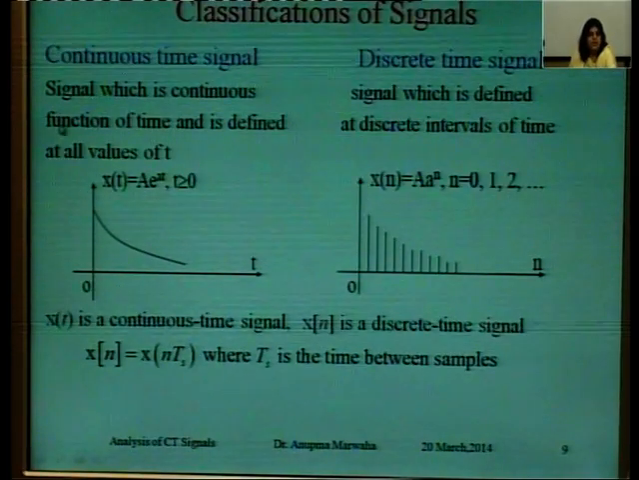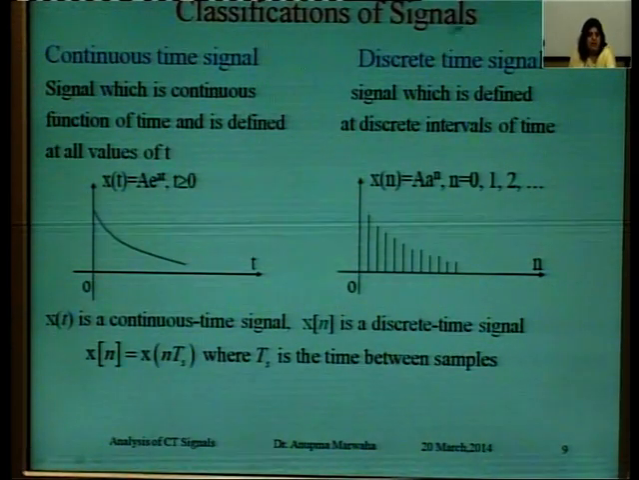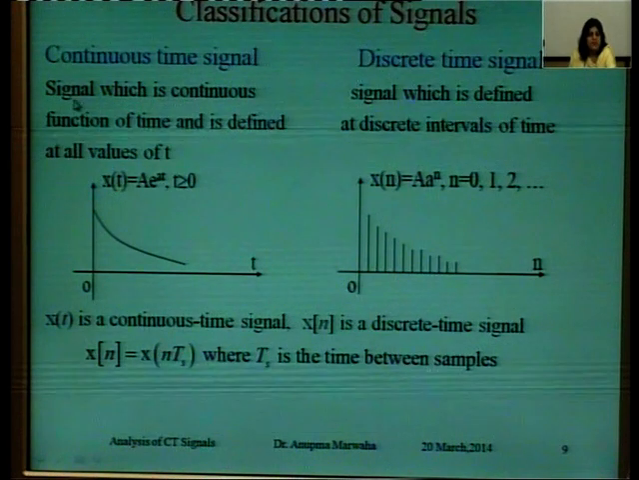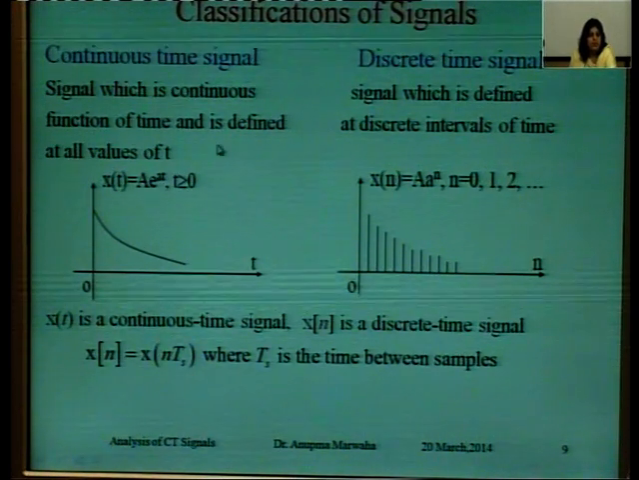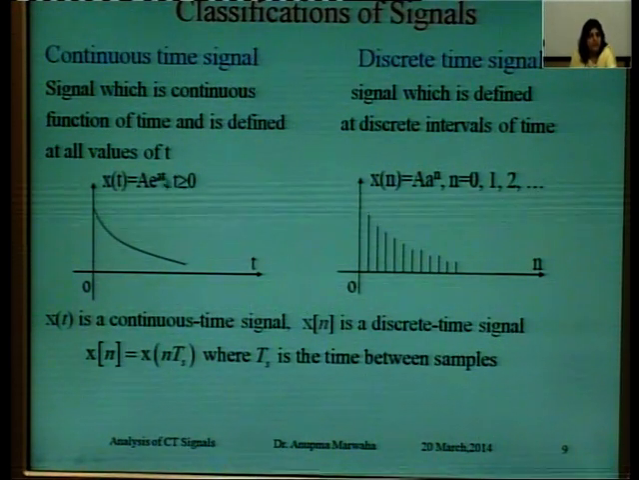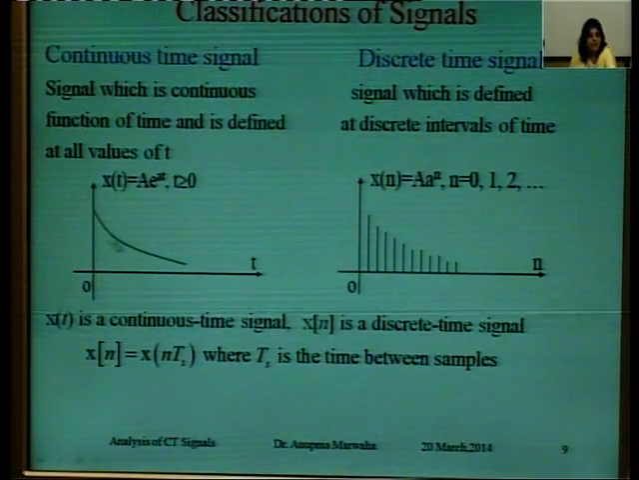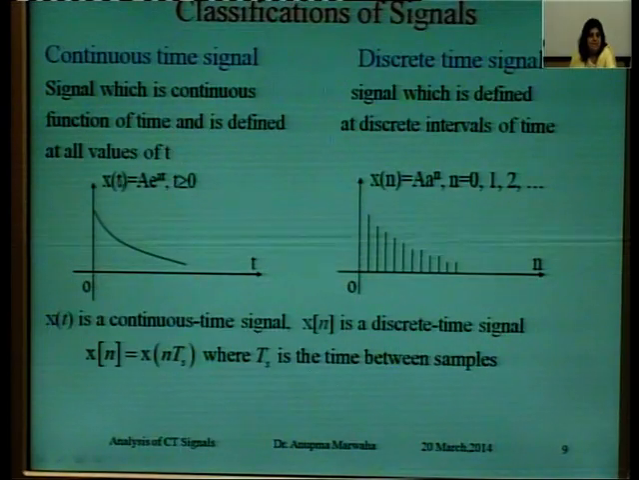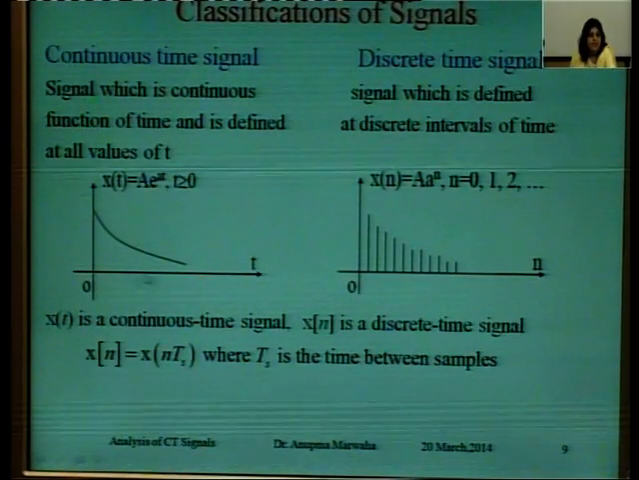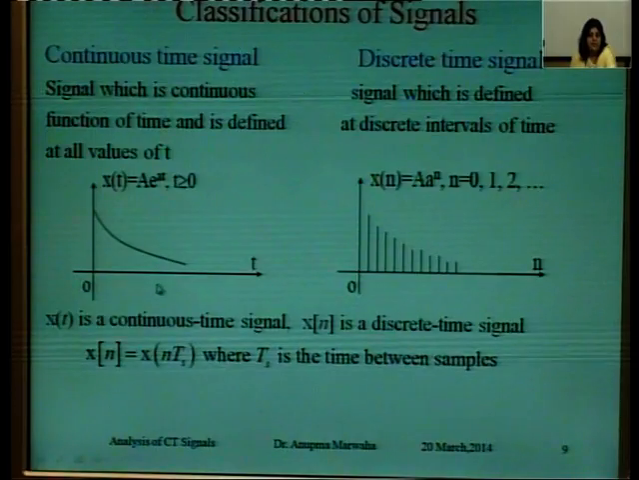The next classification is the continuous time signal and discrete time signals. Now, a signal which is a continuous function of time and is defined at all values of t is called a continuous time signal. That is a function which is available at every value of t. For example, this is the exponential signal, which is varying with respect to time continuously.